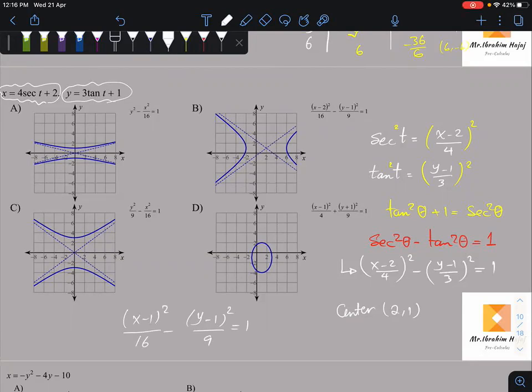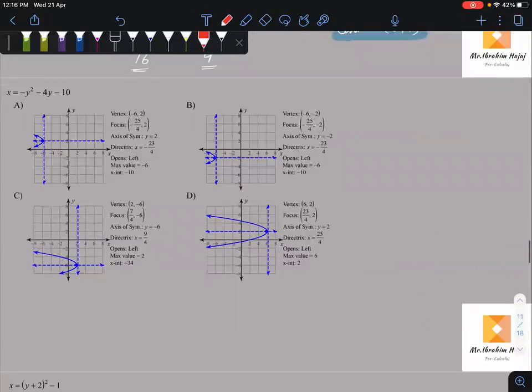So you will see that 16 and 9 are the denominators. So the center is what? 2 and 1. The center is 2 and 1. So I think here it's 2 and 1. It's not this one. It's not here. It's not here. So simply it's B. Okay.